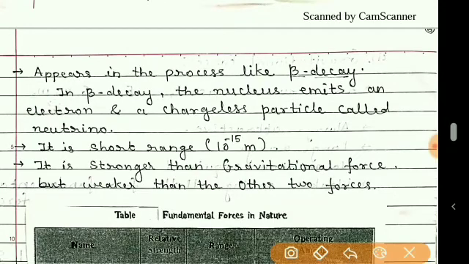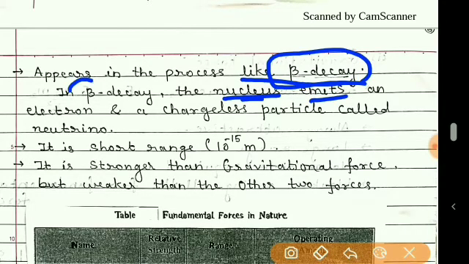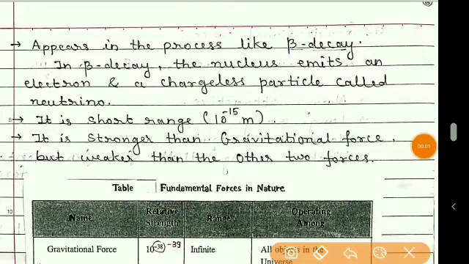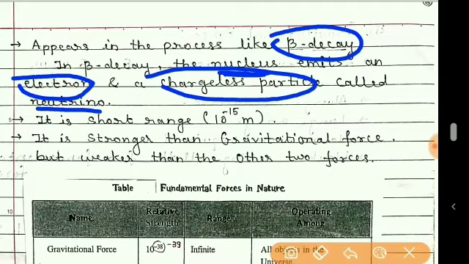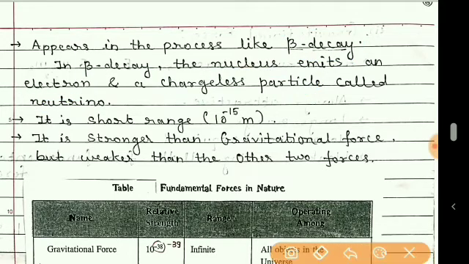This force appears in processes like beta decay. Beta decay is a process in which the nucleus emits beta particles. So in beta decay, the nucleus emits electrons and a chargeless particle called a neutrino, and these particles interact, and their interaction is nothing but the weak nuclear force. Again, this type of force is also a short range force, of the order of 10 raised to minus 15 meter.